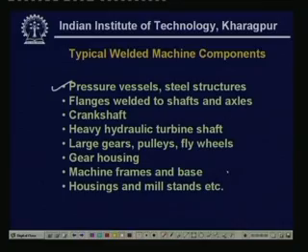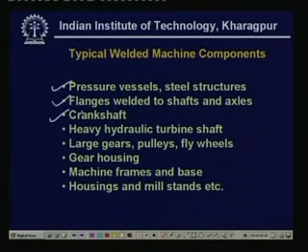The steel structures, for example, the columns or beams or plates, are joined by welding. Then flanges, welded to shafts and axles. One kind of flanges you have already come across, for example, the flange coupling. There are different other types of flanges used. Now, mostly all the flanges are connected to the shaft or axles by welding. Then crankshaft. Crankshaft is a curious looking or a very complicated looking member, but this is made of simple parts by joining them by welding. So, the crankshaft is made by welding.